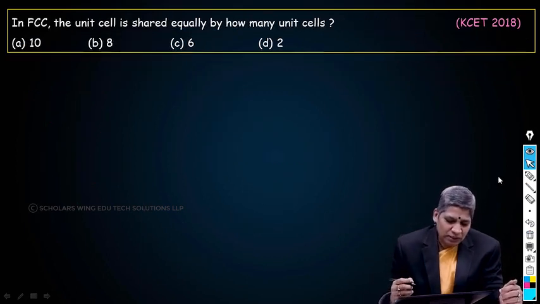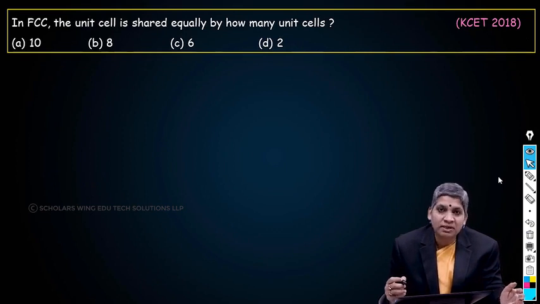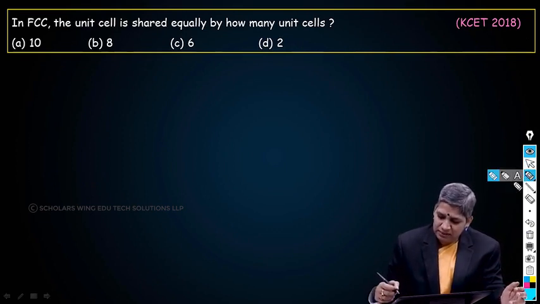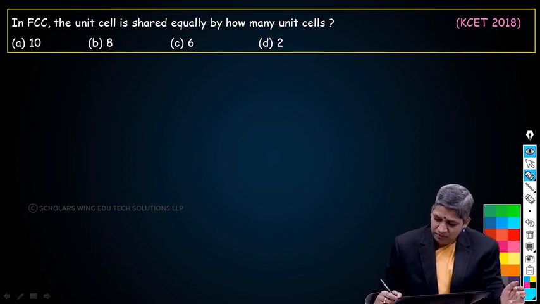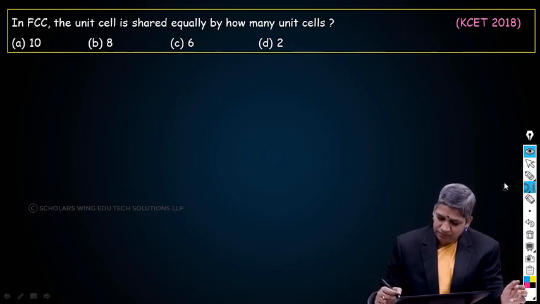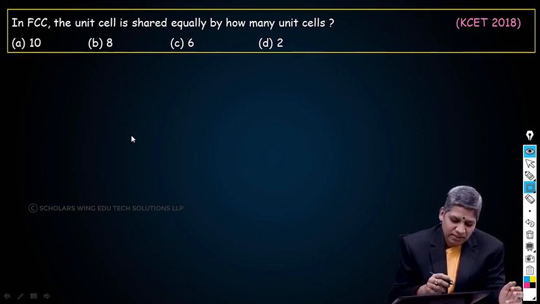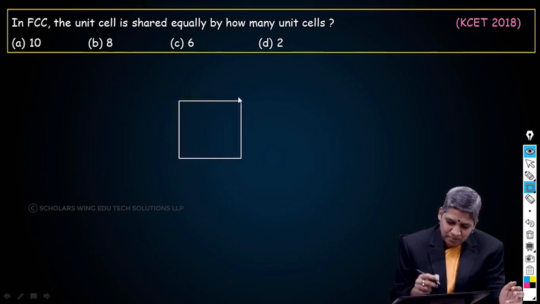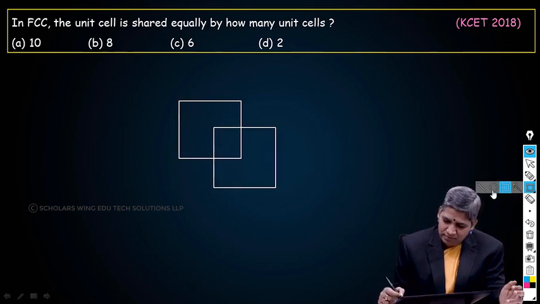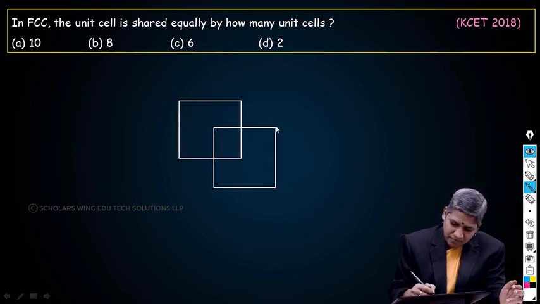In FCC, the unit cell is shared equally by how many unit cells? Do you remember this structure of FCC, please? Let me draw. FCC is what? Face-centered cubic unit cell. So let's draw one unit cell at least. It's very simple. Draw one square and one more square like this. Then join. Simple.